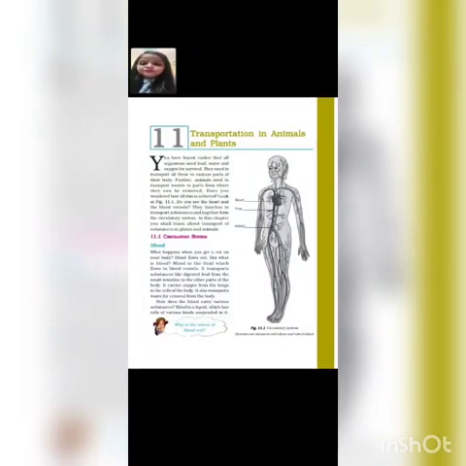Today, we will learn about chapter number 11, that is transportation in plants and animals. So, I request you to open your NCERT books. So, here you can see this is our chapter. In this chapter, we will first learn about the blood.